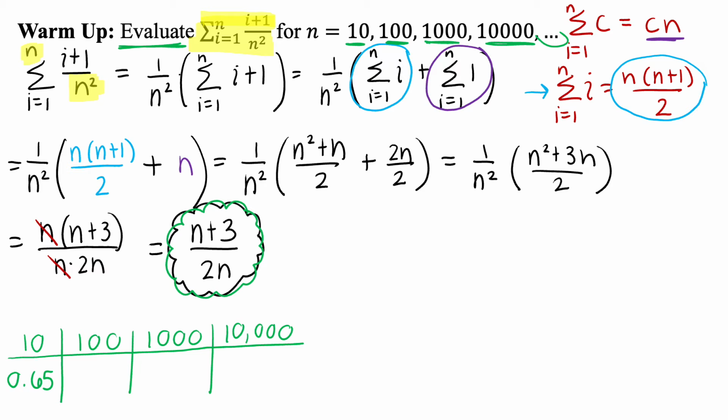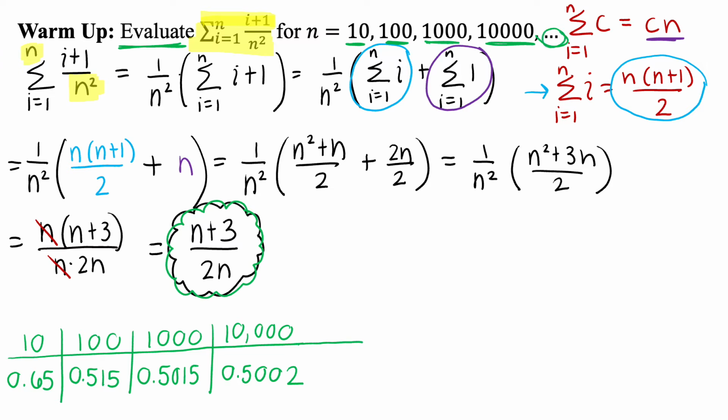Plugging 100 into that formula, you should get 0.515. Plugging in 1,000, you should get 0.5015. Plugging in 10,000, we should get 0.5002.